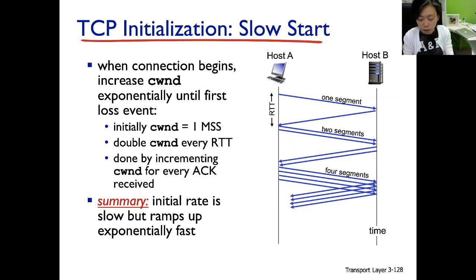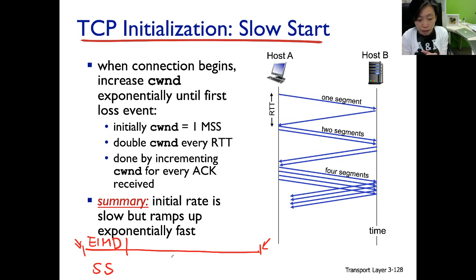So overall, TCP's process of discovering the proper sending rate is more like this. This is a TCP connection. This is the beginning of it, and this is the end of it. There's an initialization phase where we run the slow start mechanism, and the window size grows exponentially. And then in the steady phase, we run the congestion avoidance mechanism. The behavior of the window size is AIMD.